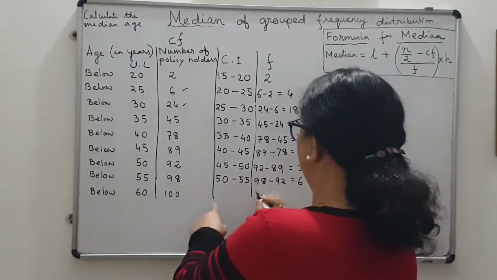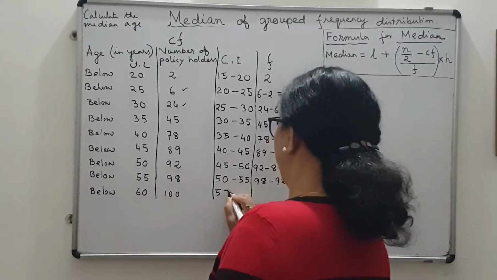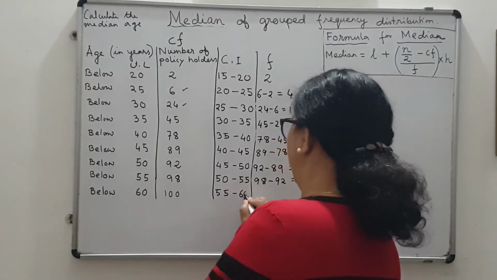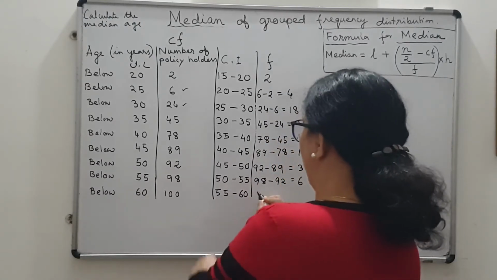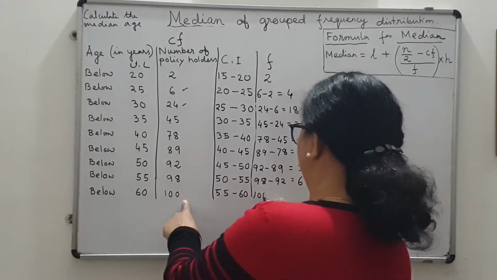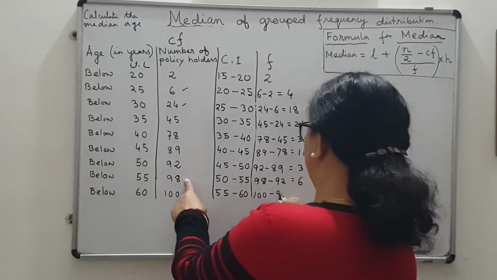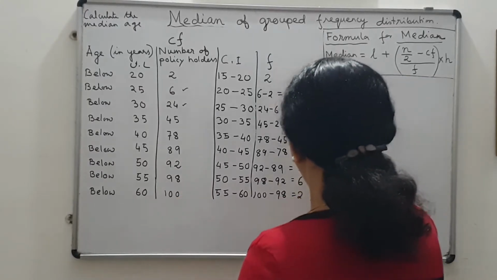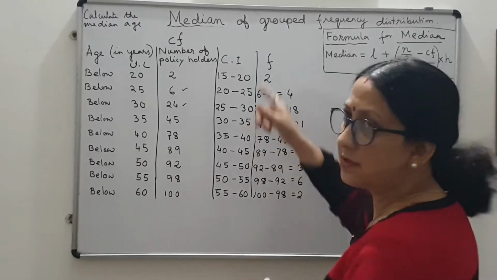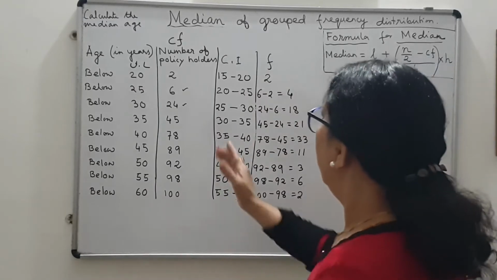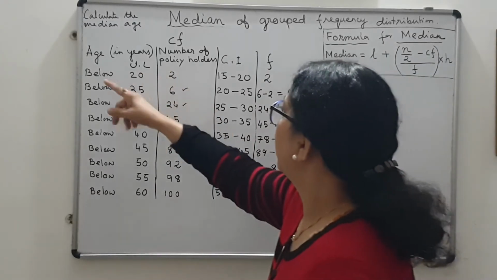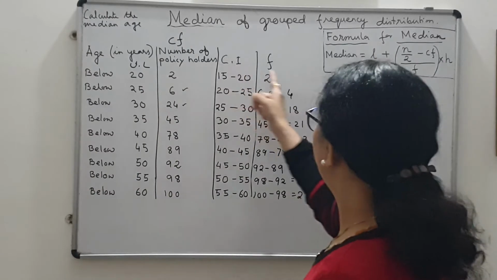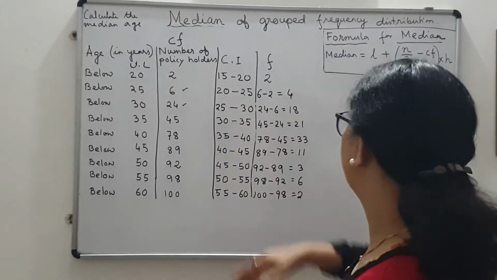And lastly, the last class is 55 to 60, this is below 60, and the CF is 100 minus the previous one, which is 98, so it is 2. So in this I am getting the frequency of the classes. That's why this cumulative frequency distribution is converted to a frequency distribution. This is the first job.